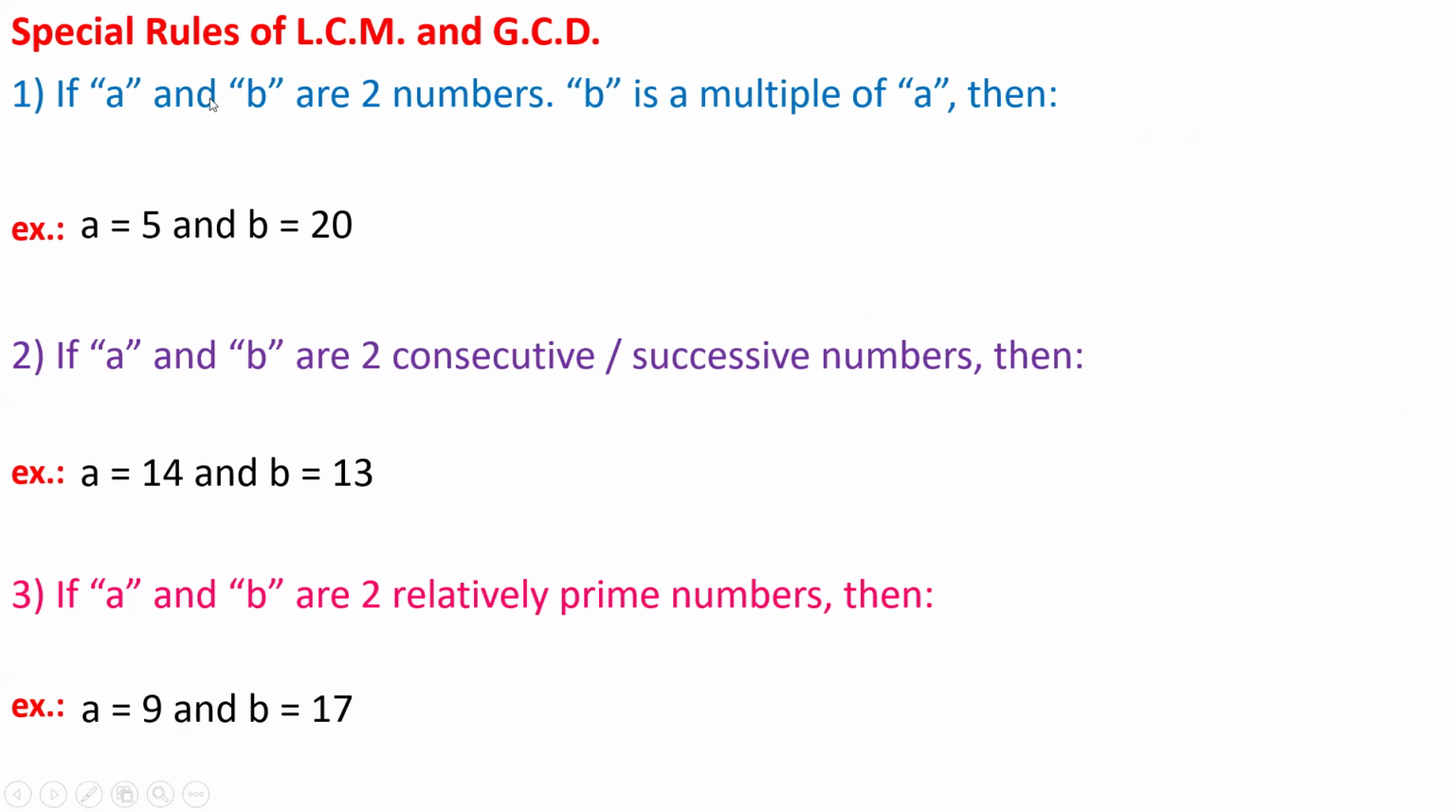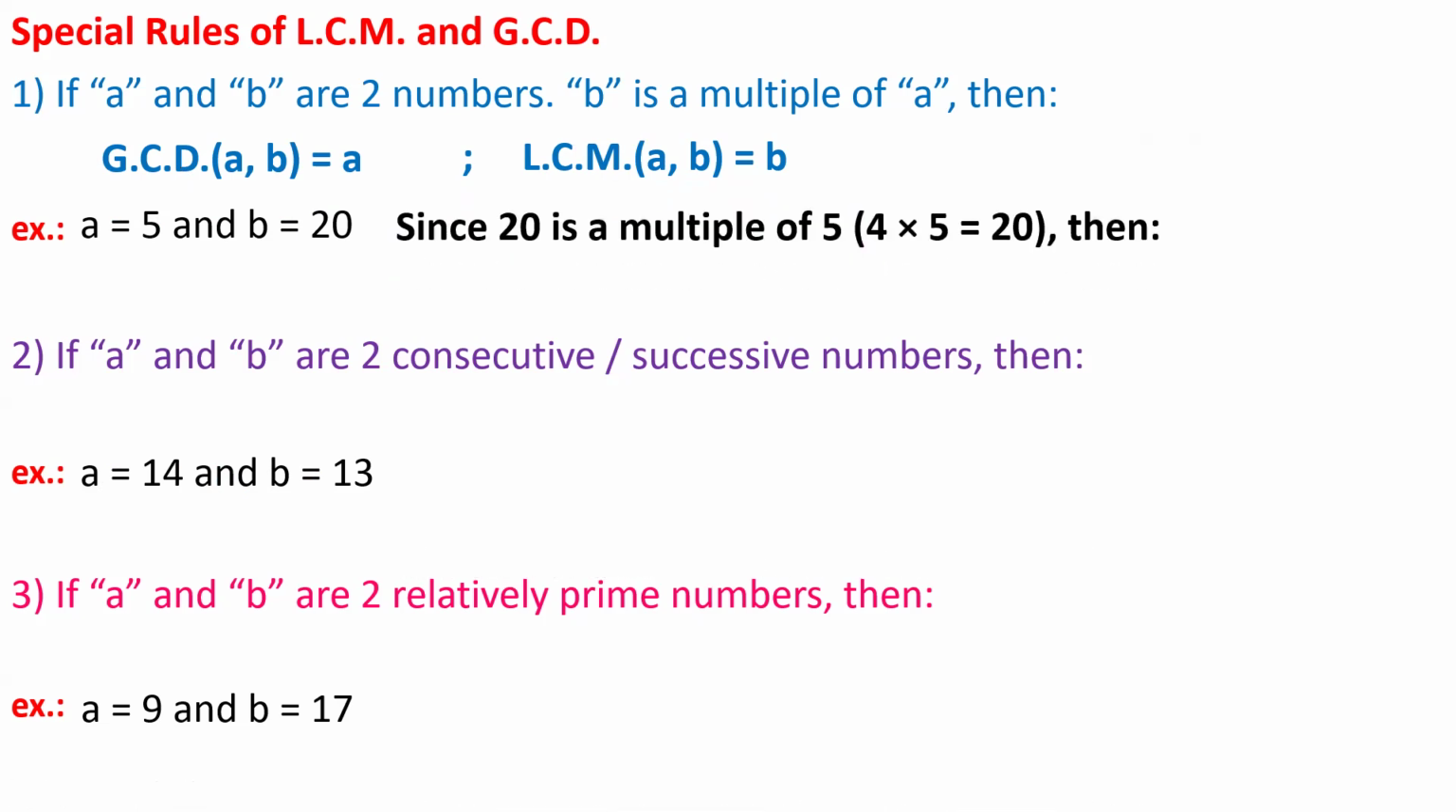We have special rules to find the LCM and the GCD. These special rules are: if A and B are two numbers and B is a multiple of A, then the GCD is the smallest number, which is A, and the LCM is the biggest number, which is B. Let me give you an example. If you have two numbers, 5 and 20, you should find the GCD of 5 and 20. Since 20 is a multiple of 5, because 4 times 5 is 20, the LCM is the greatest number, which is 20, and the GCD is the smallest number, which is 5.